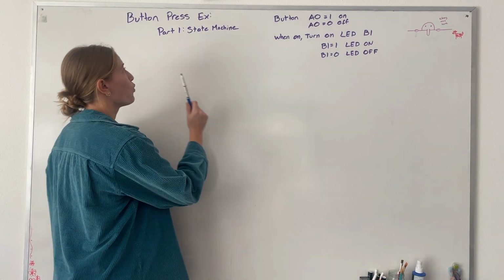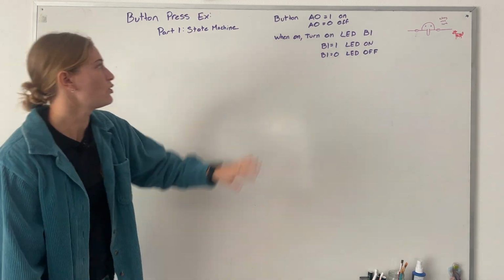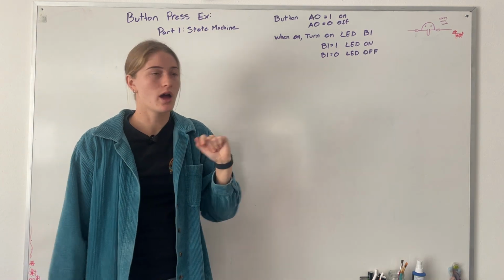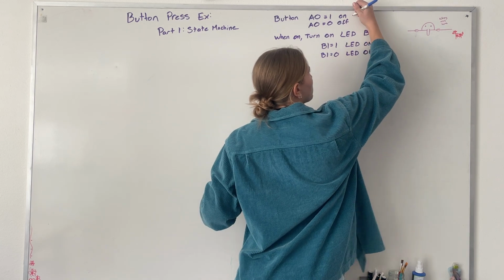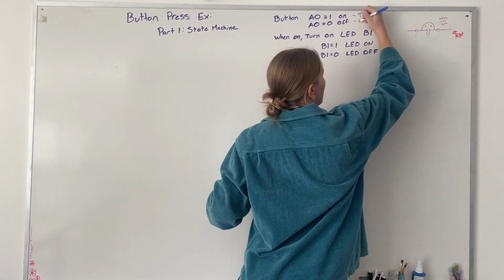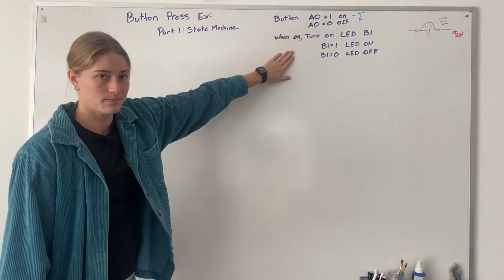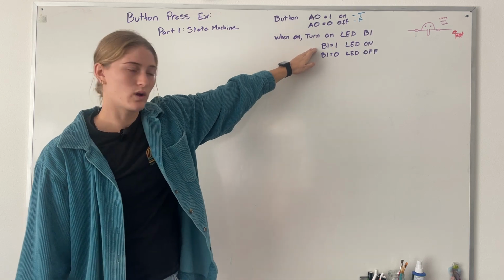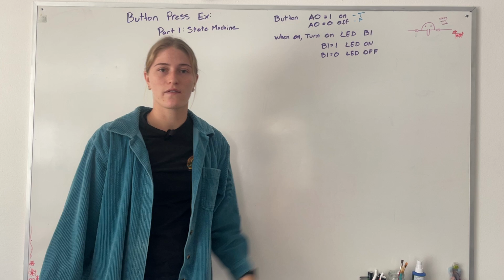Today we're going to be doing part 1 of 3 of a button press example. So in this example we've got a button. When A0 is 1, it's on, and when A0 is 0, it's off. You can also represent that as true and false. When the button is on, you want the LED to be on, which is B1 equals 1, and when the button is off, you want it to be 0, to turn off the light.